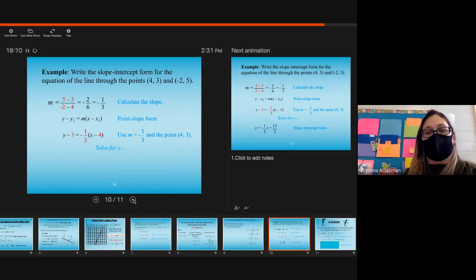So distribute that negative 1/3. You get negative 1/3 x. It'll turn into a positive 4/3. Then you need to add 3. You guys are correct. How do I change 3 so that it also has a denominator of 3?